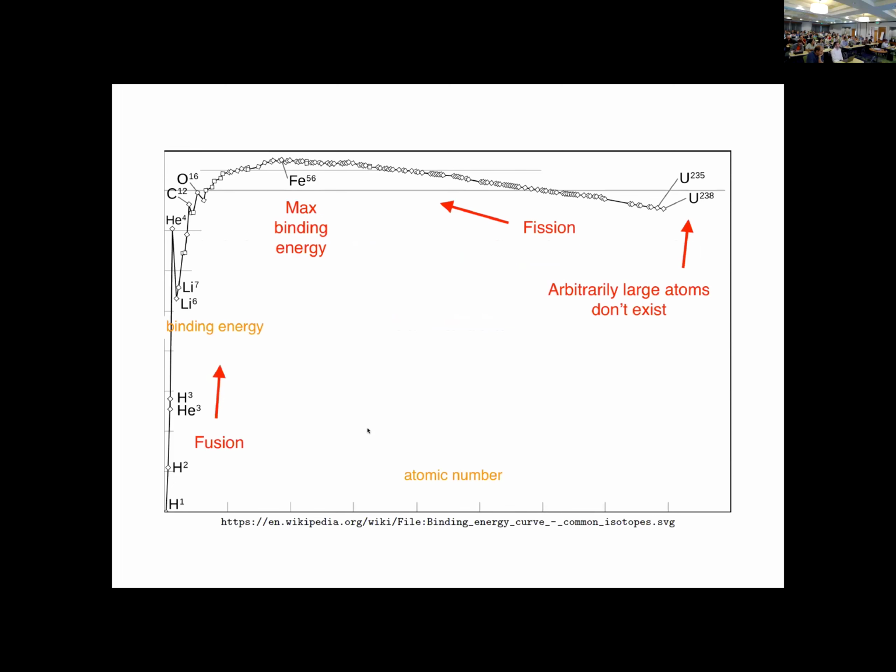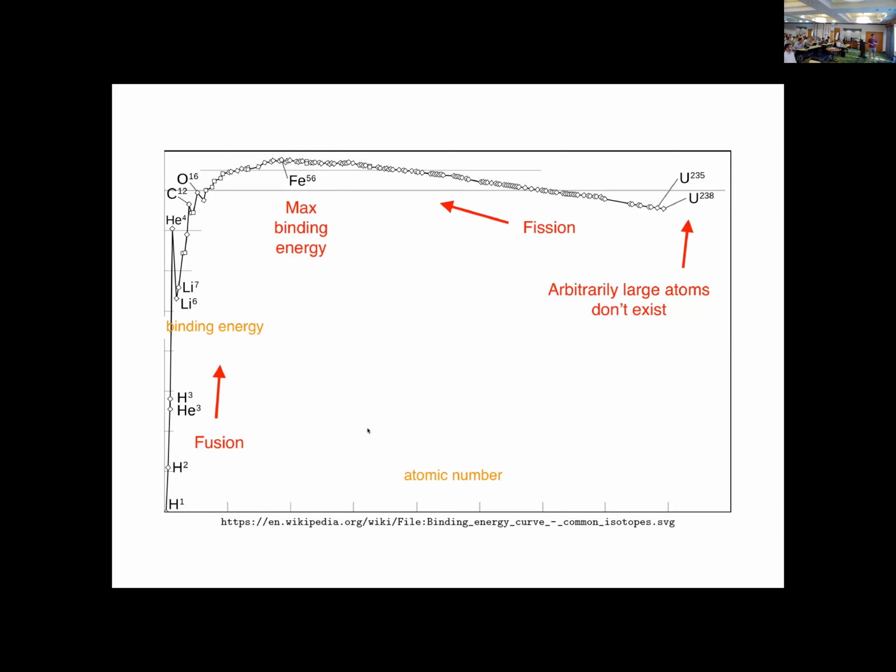So first I should show you the following plot, stolen from Wikipedia, with some annotation. If you go to the nuclear binding energy and look at atoms, you find this plot where this is the atomic number and this is the binding energy, like an energy density of the atom. In this plot, I've drawn some various features.